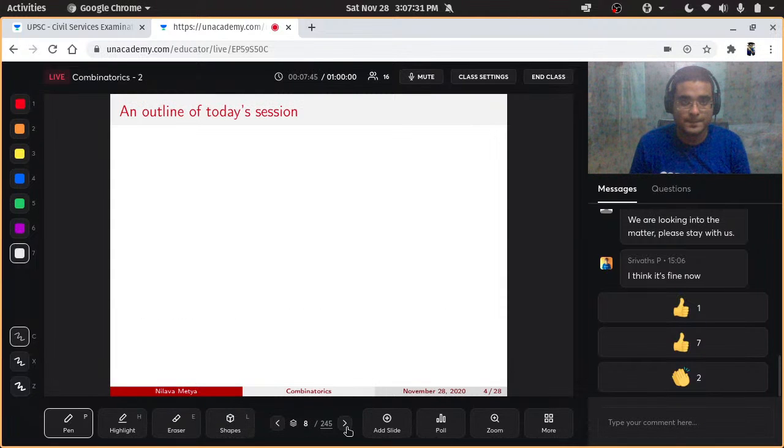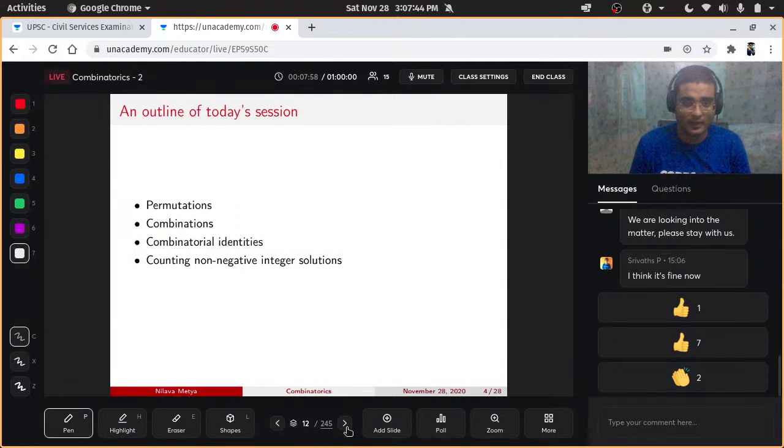Right. Let's see an outline. So we will start with permutations and combinations, and then some combinatorial identities. We will look at the formula of them. The heart of today's course is counting the non-negative integer solutions for a given equation, and we'll look at the inclusion-exclusion principle. Right. And of course, as it goes unsaid, there will be problems.